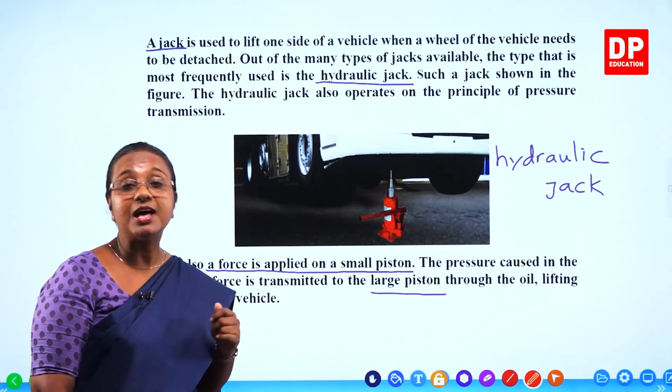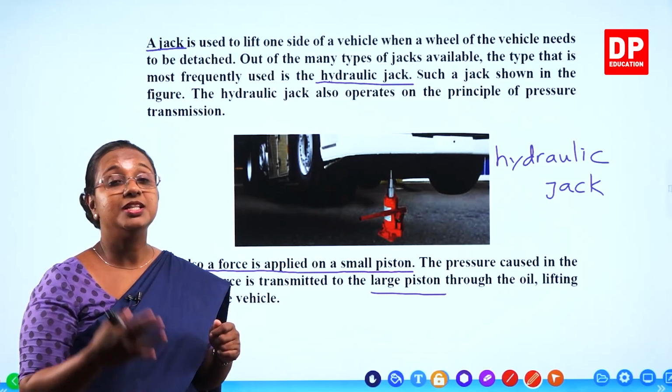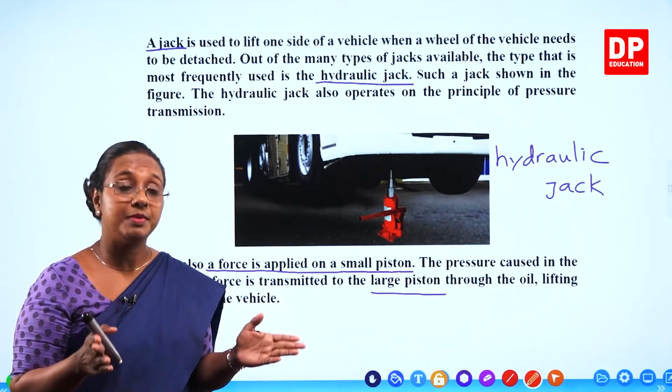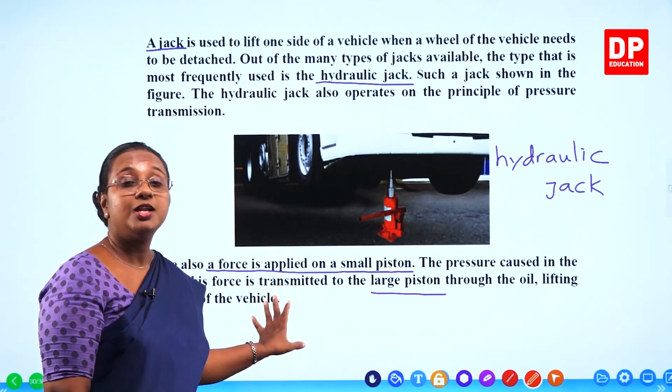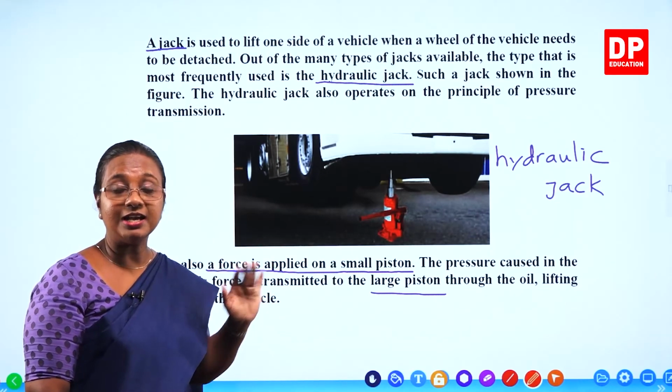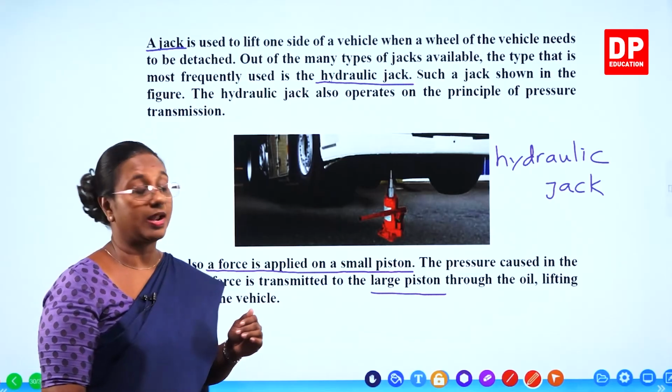Similarly, we have another application, that is the hydraulic brake. So now that you have understood the function of the hydraulic hoist and the hydraulic jack, we will move on to the next one.